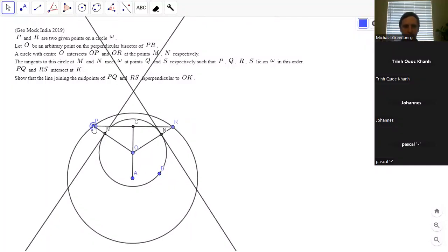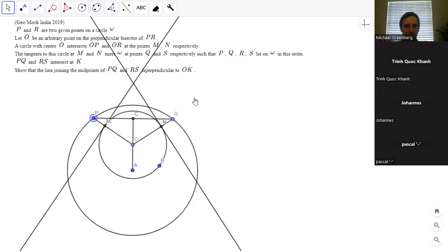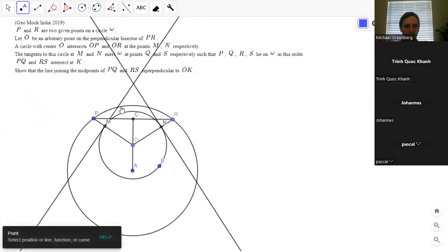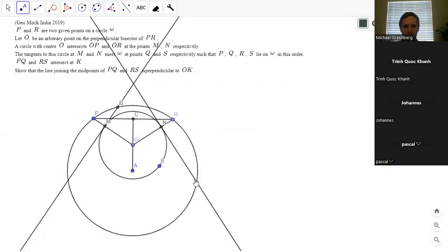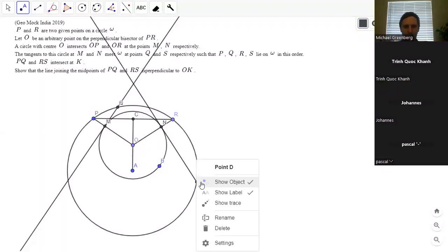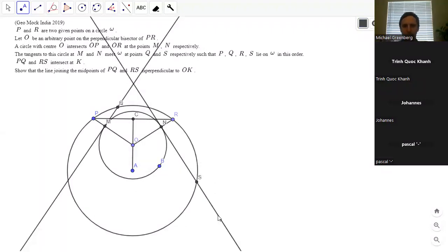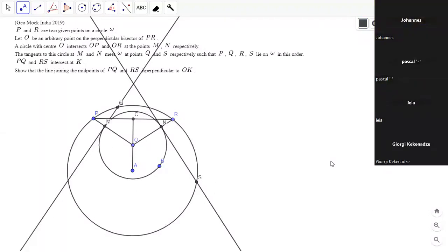Looks like we have one more person joining. So the tangent at M meets it at Q. And the tangent at N meets it at S, so that P, Q, R, and S are in that order. And let's see who just joined. Hey, Georgie, thanks for joining.